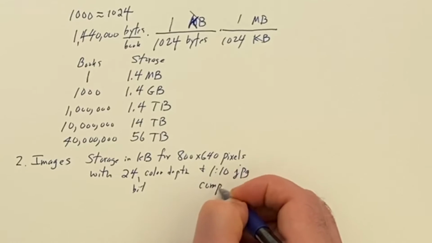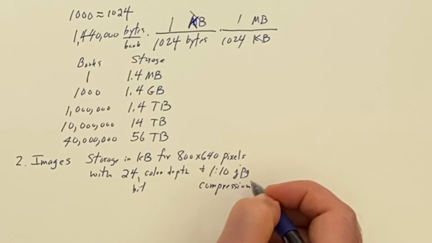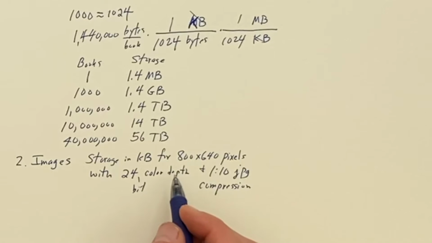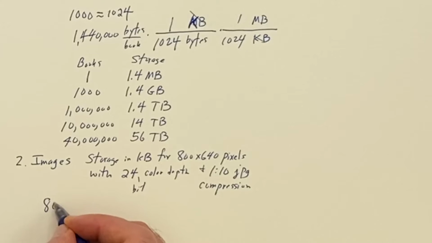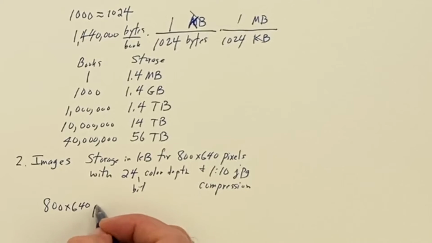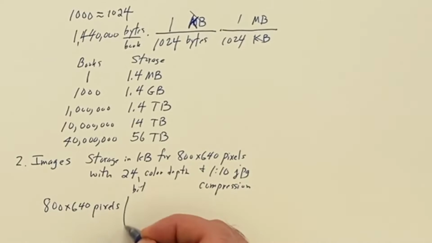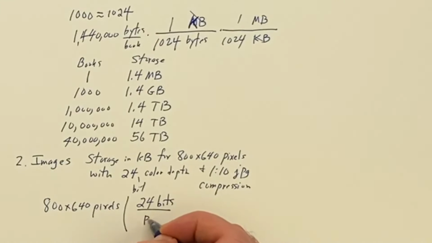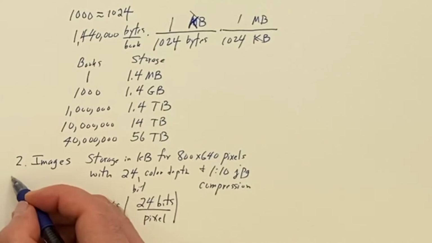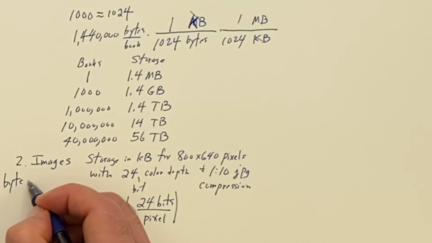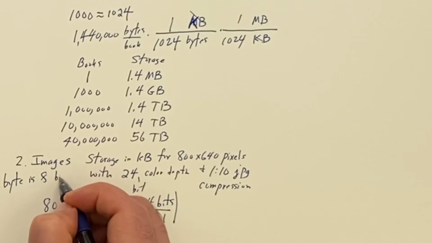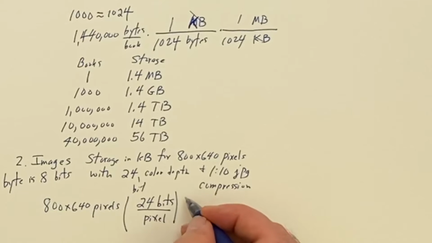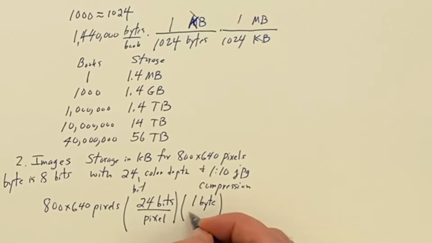So the nice thing about these is that you don't really have to know the details of the computer science. You just take the given and we work it out by common sense. We have 800 by 640 pixels, and we know that there's 24 bits per pixel. And the problem is going to give us also that a byte is 8 bits. All right. So therefore here I would have 1 byte per 8 bits.